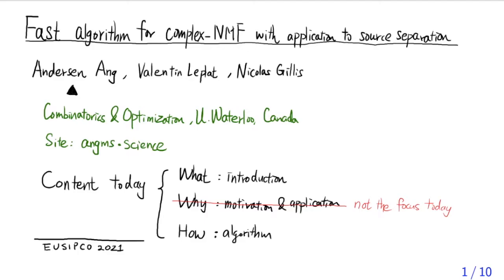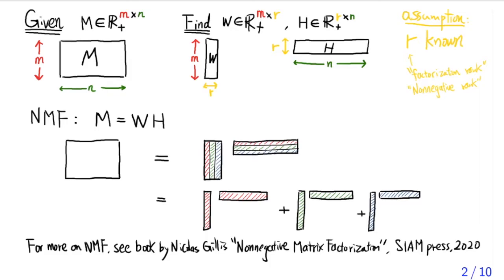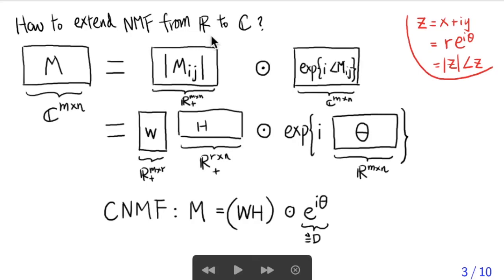Fast algorithm for complex NMF with application to source separation. What is NMF? You are given a matrix M. The goal is to find W and H such that M is equal to W times H. For more about NMF, you can refer to this book. So NMF is a model on real numbers.